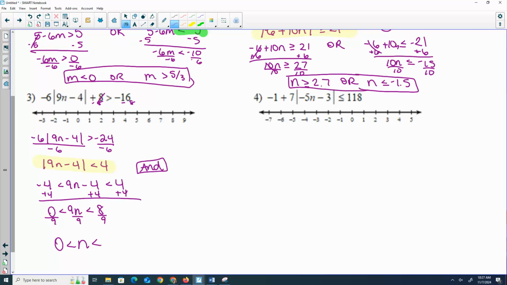It's less than n, less than 8/9. It doesn't work out perfectly. You can give me the decimal or keep it as a fraction. Either one is fine. Open or closed circles? Open. So open at 0. 8/9 is just before 1. And we're only shading in between the two. Alright. Do you guys understand the difference between the ands and the ors and how to set those up?